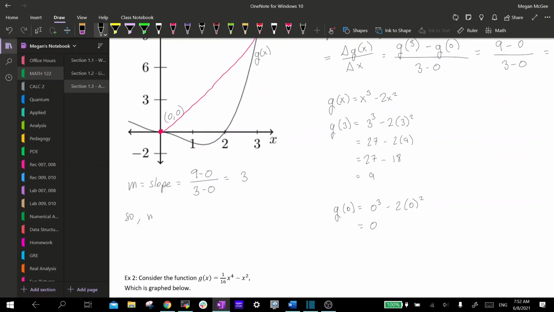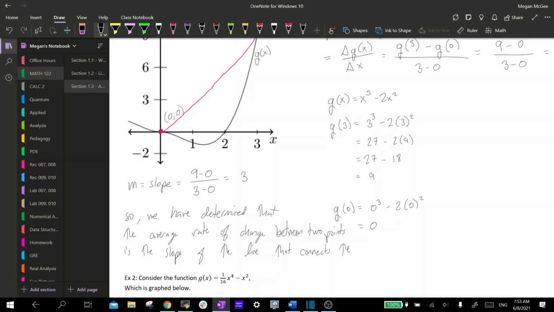So we have determined that the average rate of change between 2 points is the slope of the line that connects the 2 points.